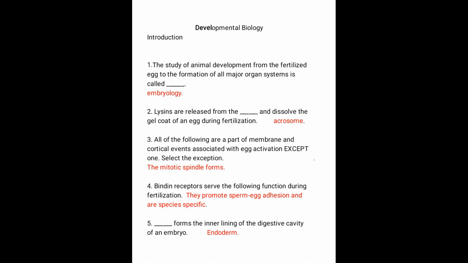Second objective: lysine is released from dash and dissolves the gel coat of the egg during fertilization. Lysine is released from the part of the sperm called the acrosome, which dissolves the jelly coat of the egg during fertilization. The answer is acrosome.